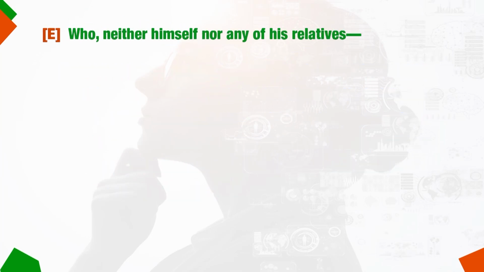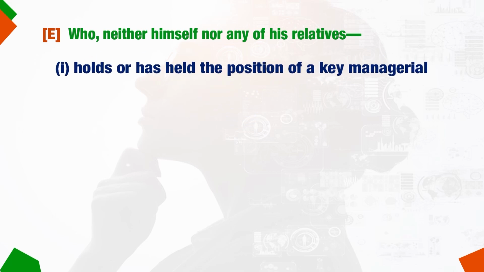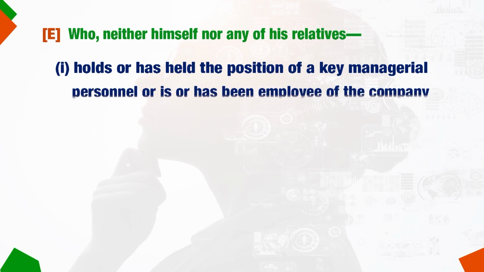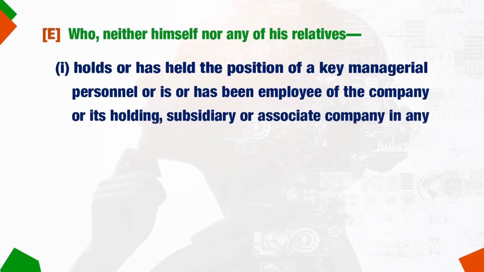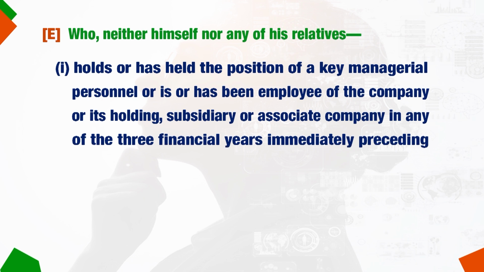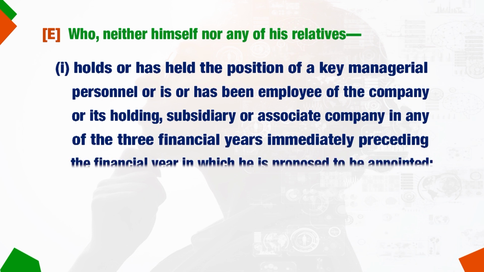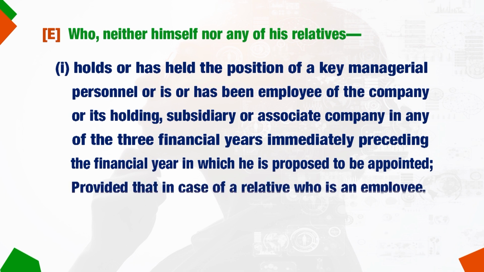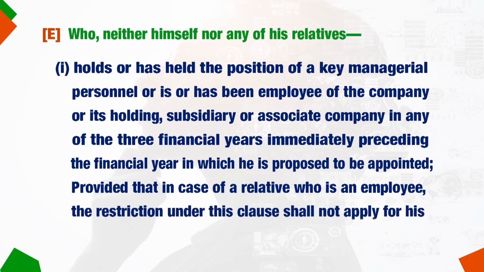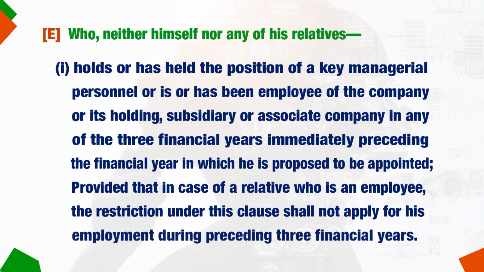E, who neither himself nor any of his relatives, number first, holds or has held the position of key managerial personnel or is or has been an employee of the company or its holding, subsidiary or associate company in any of the three financial years immediately preceding the financial year in which he is proposed to be appointed, provided that in the case of a relative who is an employee, the restriction under this clause shall not apply for his employment during the preceding three financial years.